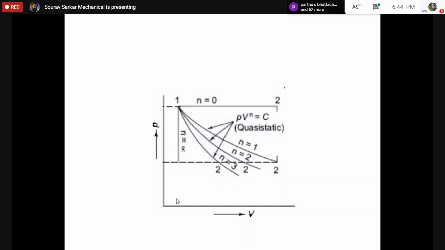Sir, can isochoric and isobaric processes not be quasi-static? In the diagram, it is not shown. Why was it saying it like this? How are you sure that this is not quasi-static? Sir, because if the pressure is constant and the volume changes, the temperature will also change. So how can temporary equilibrium be maintained?